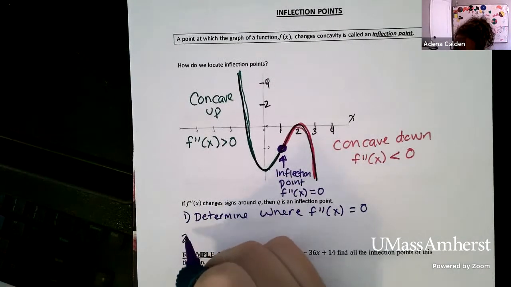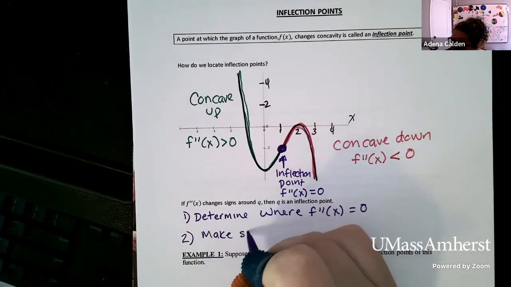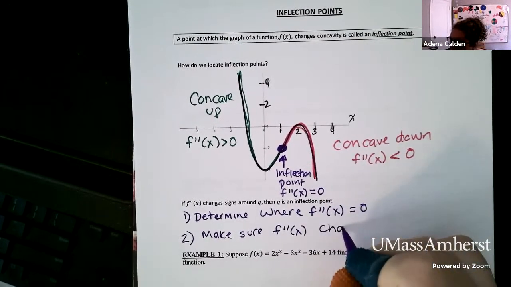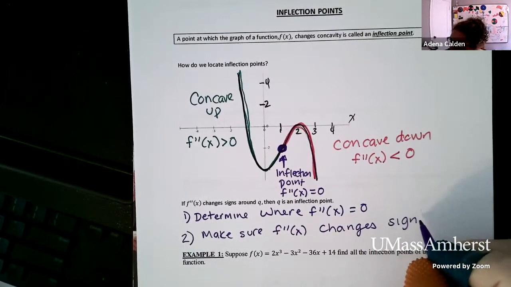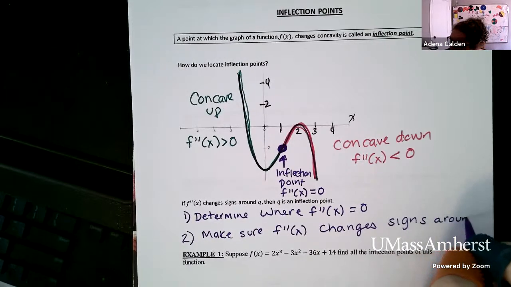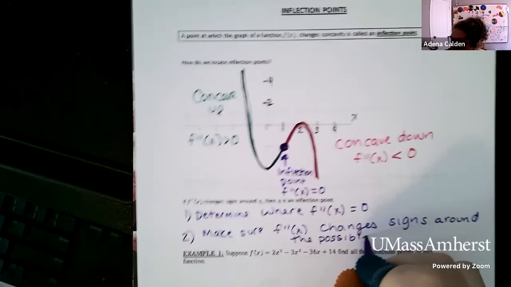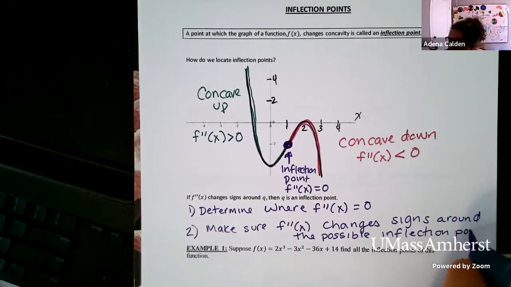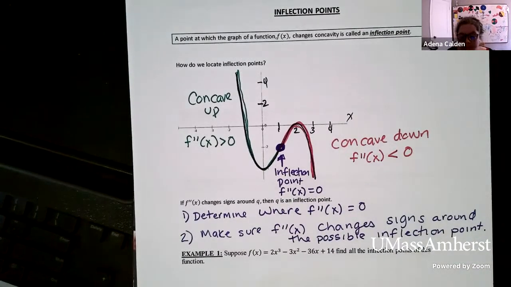So that becomes step 2 of our work. And so we make sure that the second derivative changes signs. So signs, we're talking about positive and negative around the possible inflection point. Because if the second derivative changes signs, that means the function changed concavity, and we do have an inflection point.